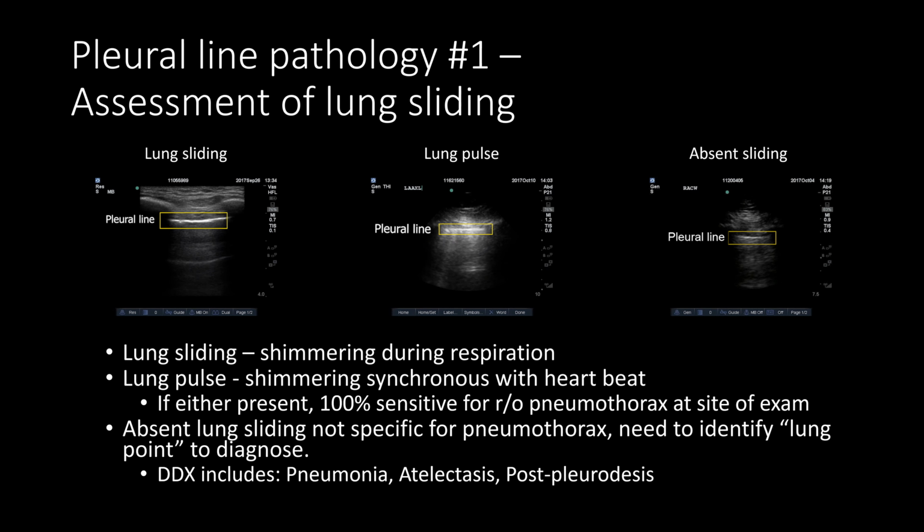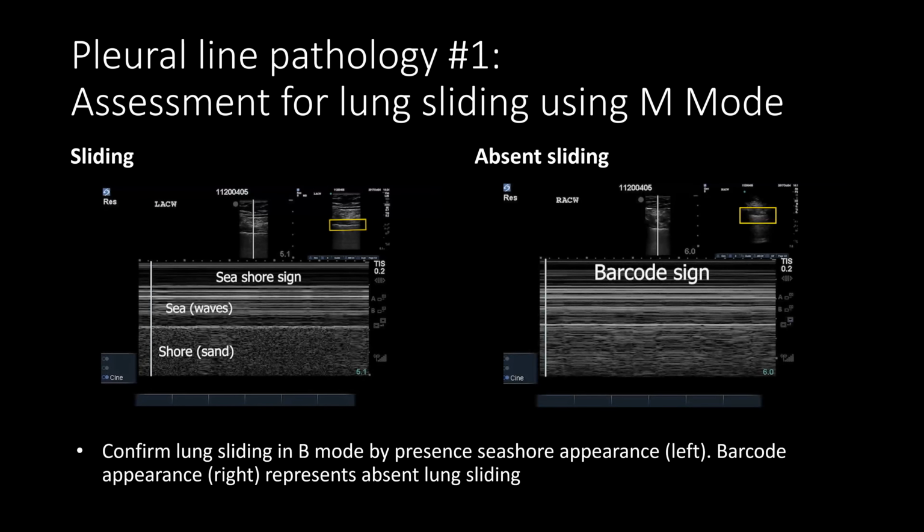Just to note that anything that would cause adherence between the parietal and visceral pleura, particularly anything that would introduce fluid or pus-like material, like a pneumonia or post-pleurodesis, would cause absent lung sliding as well. In cases where it's unclear whether or not there is or isn't lung sliding, we can use the M mode to help us distinguish this.